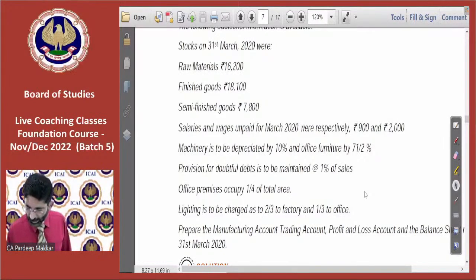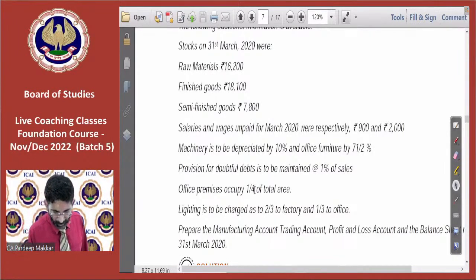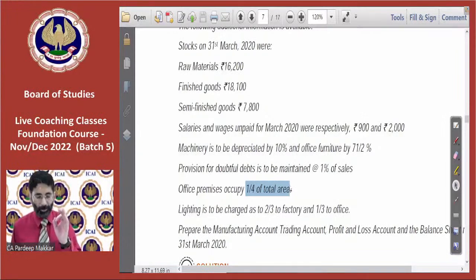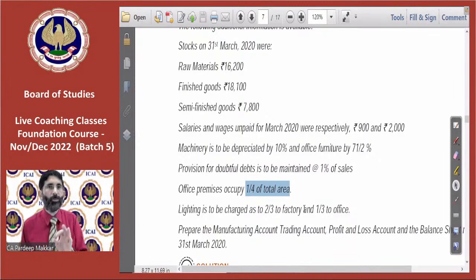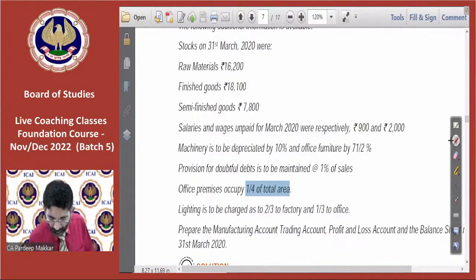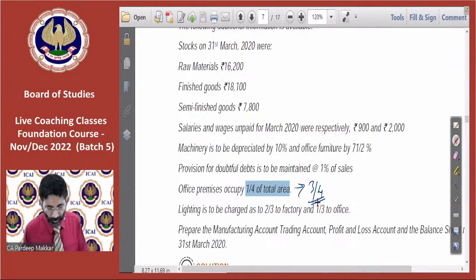This is given here. Can you please explain illustration number 3, office premises adjustment. Office premises occupy 1/4 of the total area. Beta, he says the total area, whatever it is, that office is covering 1/4 of the total space, and the remaining 3/4 of the space is covered by factory only. So 3/4 will be covered by factory.